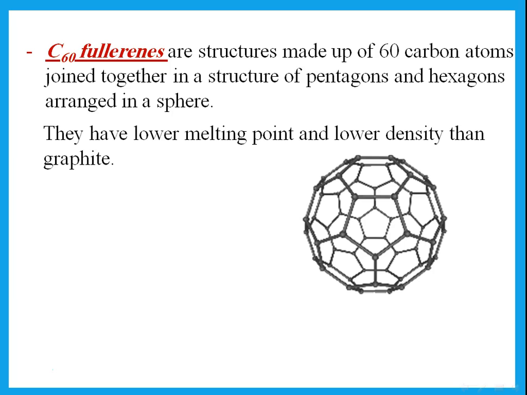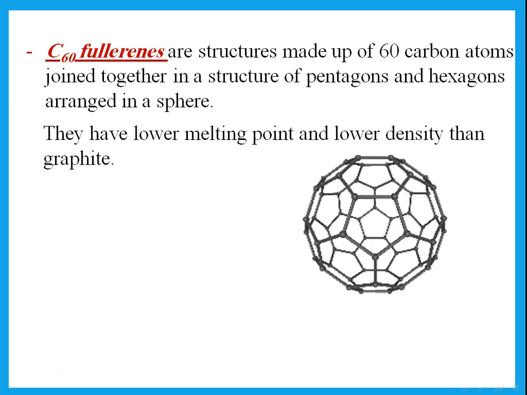Another form of carbon is fullerene, and fullerene is a structure that looks like a football, and it is made up of only 60 carbon atoms. So actually it's a small molecule. It's not a huge molecule like diamond and graphite. Diamond and graphite have many carbon atoms. Fullerene has only 60 carbon atoms. They're joined together in a structure of pentagons and hexagons.